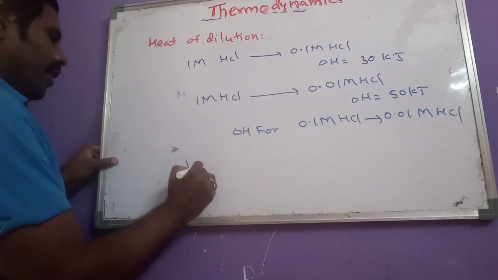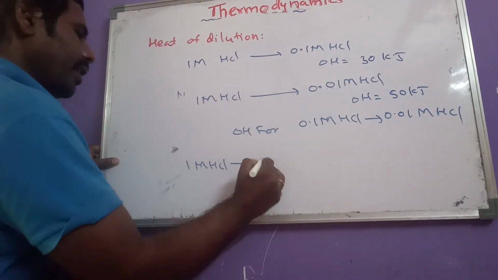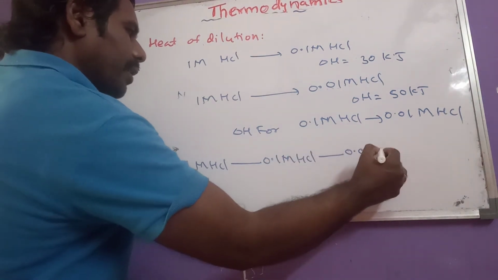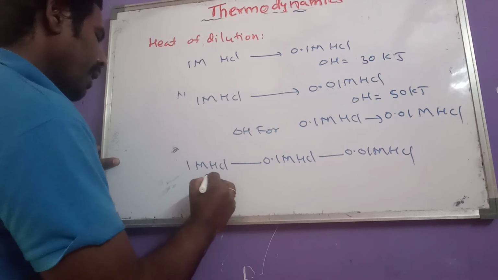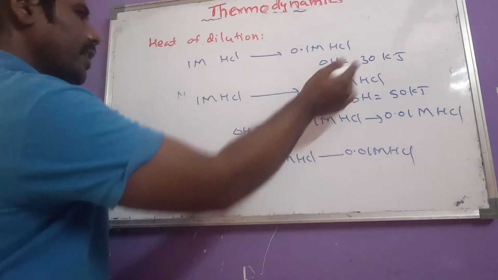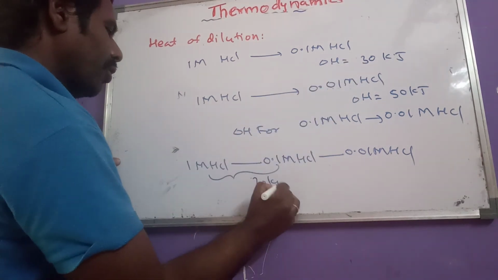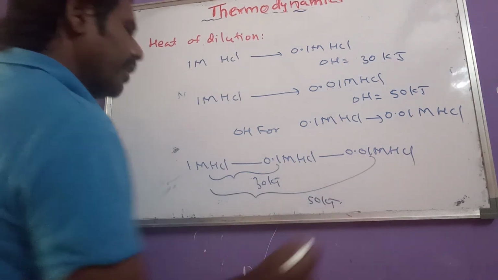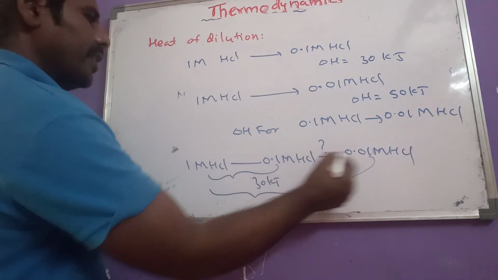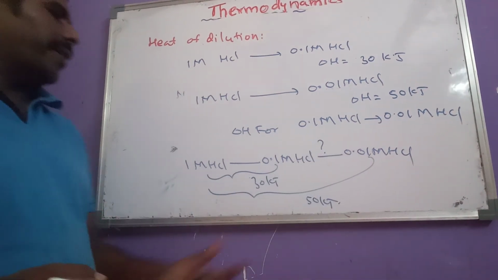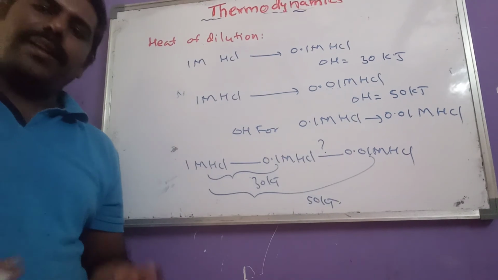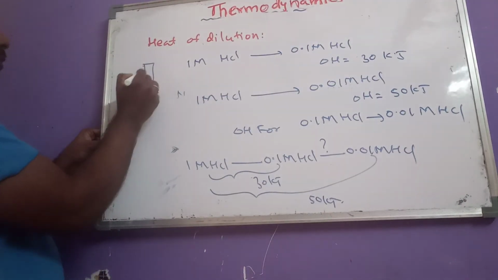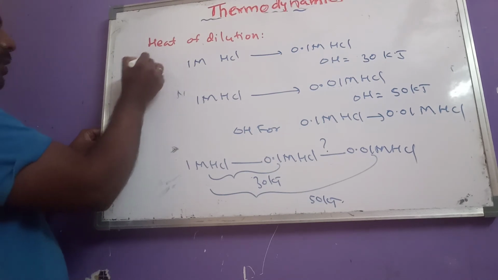Let us see here. First, 1 m HCl diluted to 0.1 m HCl, later 0.01 m HCl. And in this gap, the heat energy change is 30 kilojoules. And in this gap, 50 kilojoules energy change. Now, what is the energy change in between these? So, very simple, 50 minus 30. Very easy answer now.